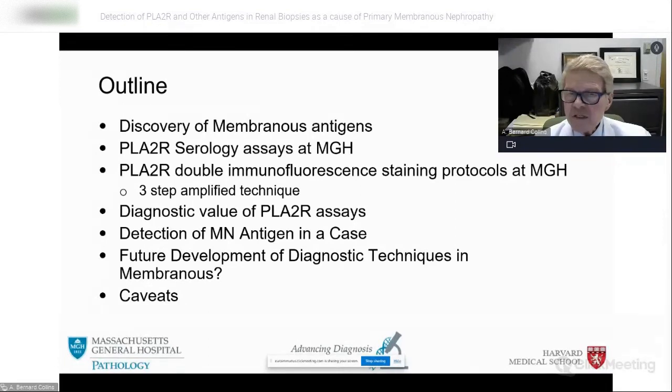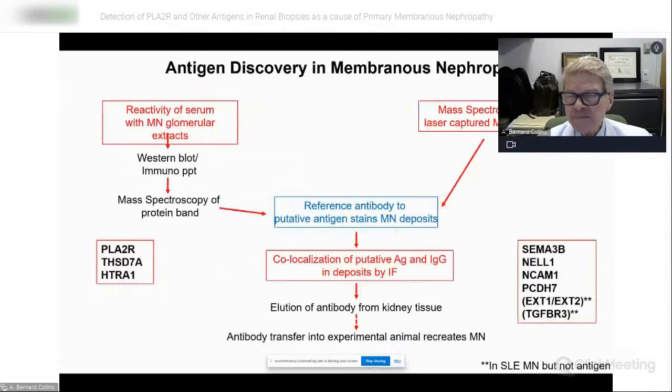And we have an unknown case that we recently had as a renal biopsy at Mass General Hospital. And we're going to walk through how we determine what the antigen was in this case for membranous. And we'll allude to some of the future developments of diagnostic techniques for membranous and some of the caveats that are associated with the techniques.